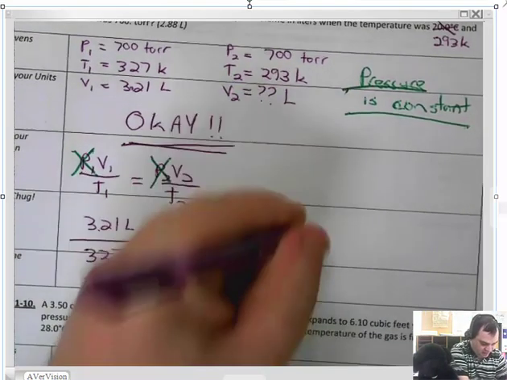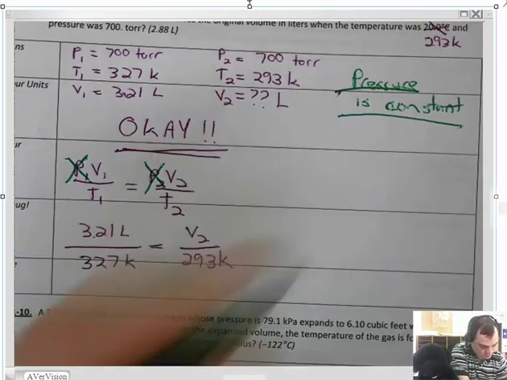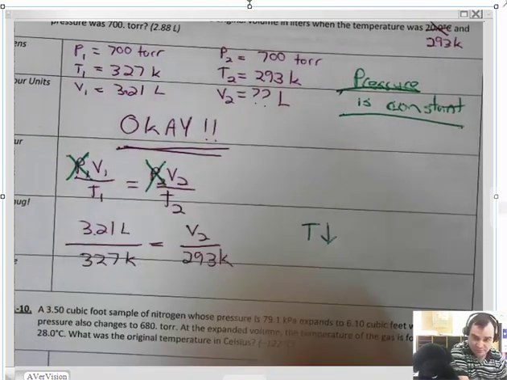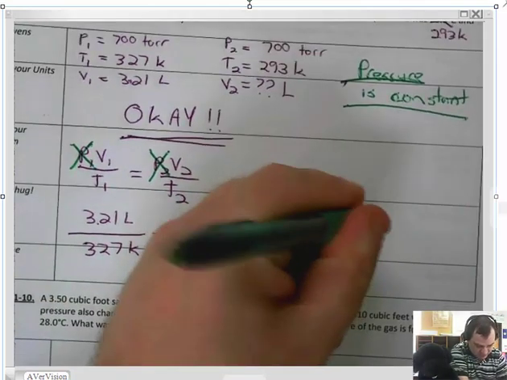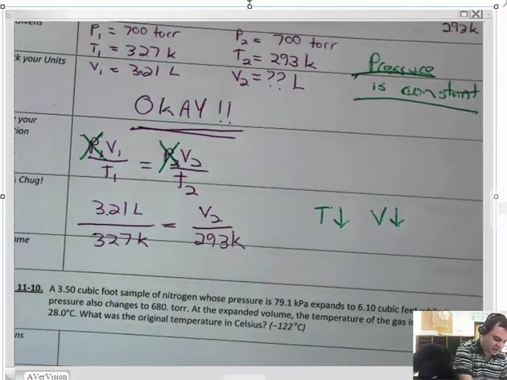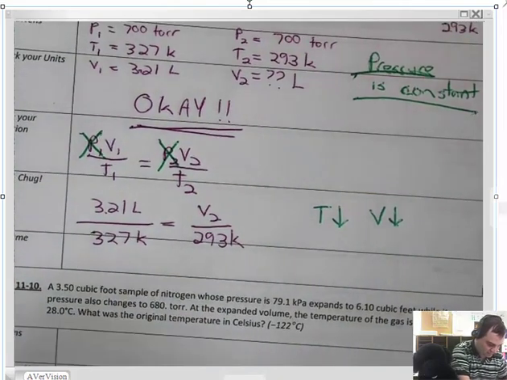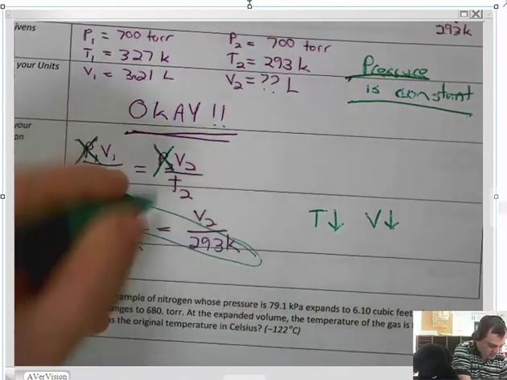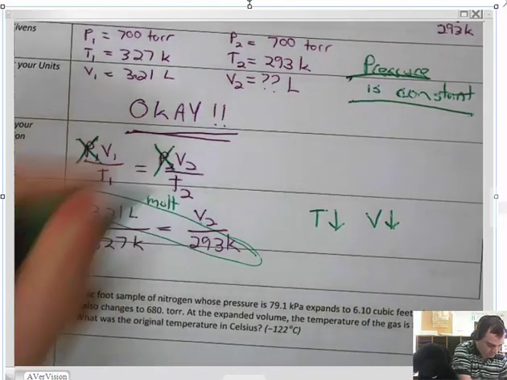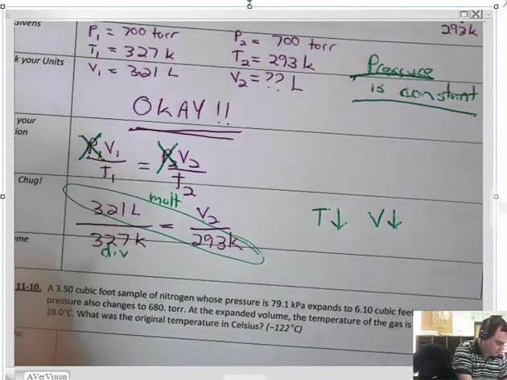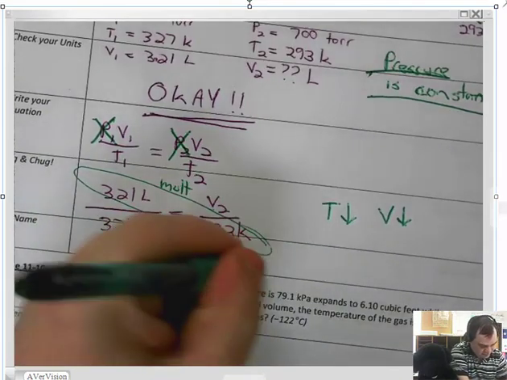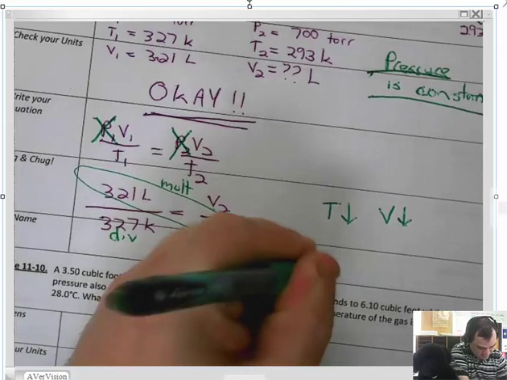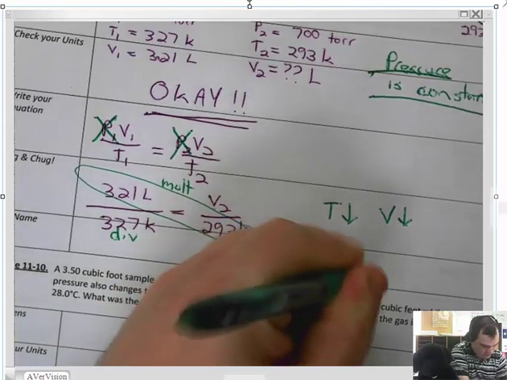Notice here that the temperature is decreasing, so the volume should decrease. So we should get an answer that is smaller than 3.21. I would cross multiply these two numbers, and then I would divide by that number. I will get a V2 of 2.88 liters.